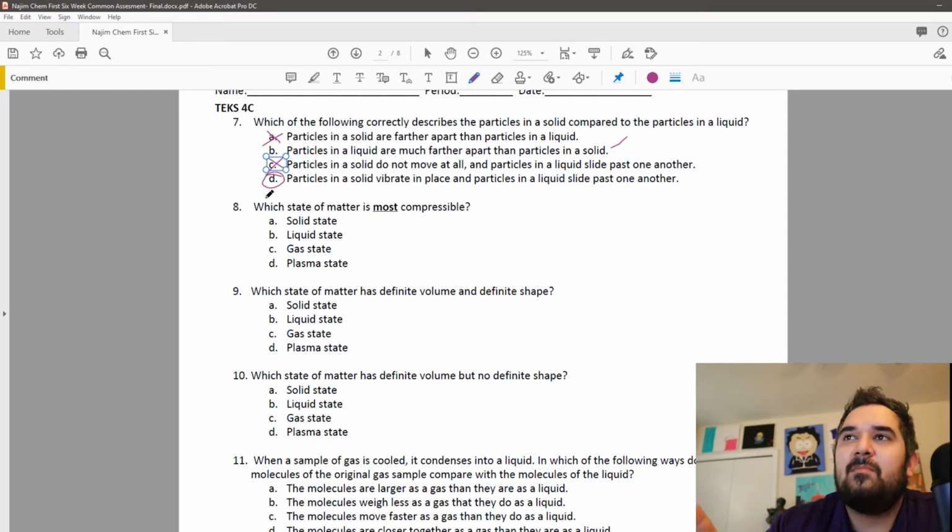D is a lot better than B, because here they're not that much farther apart. They're slightly farther apart, but D is a perfect explanation. So we're going to go with that one.